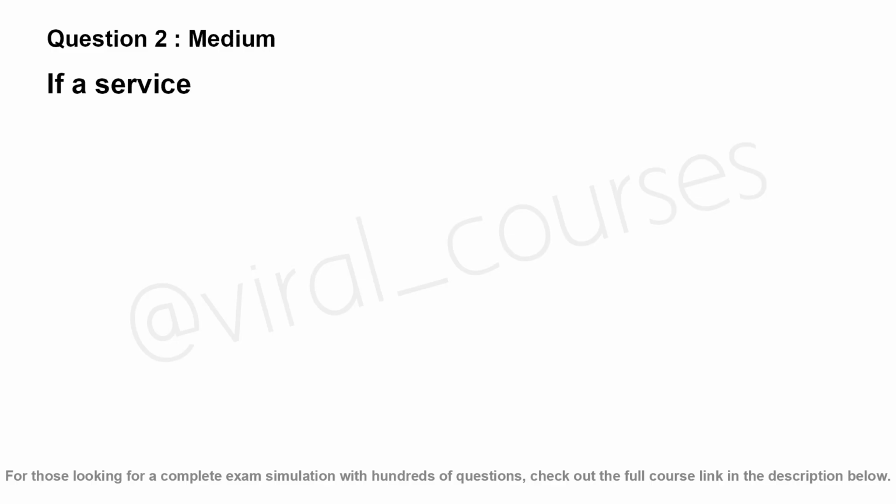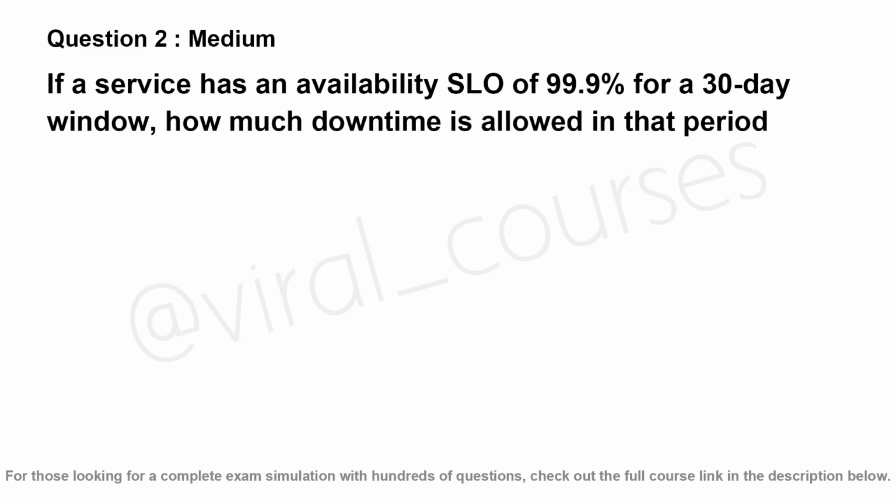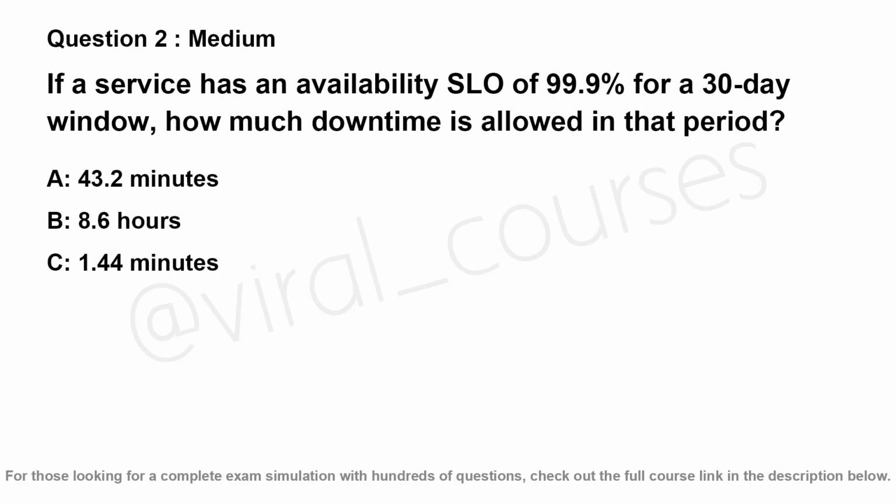If a service has an availability SLO of 99.9% for a 30-day window, how much downtime is allowed in that period? Option A, 43.2 minutes. Option B, 8.6 hours. Option C, 1.44 minutes. Option D, 12.5 hours.